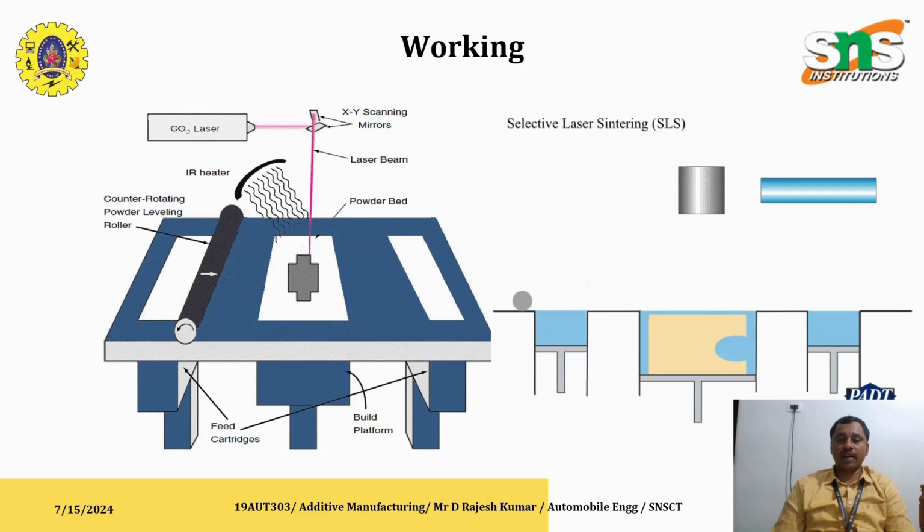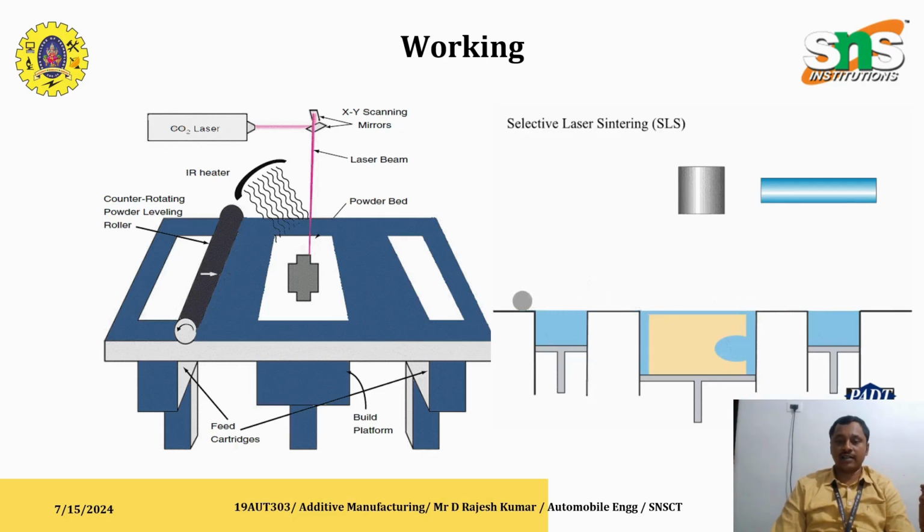So from the supply bin, the roller takes up the material and it distributes evenly over the surface. It is similar to selective laser melting. The process is similar, but the difference between these two processes is the melting area. There it is fully melted, and here the particle is partially melted. You can see the image.